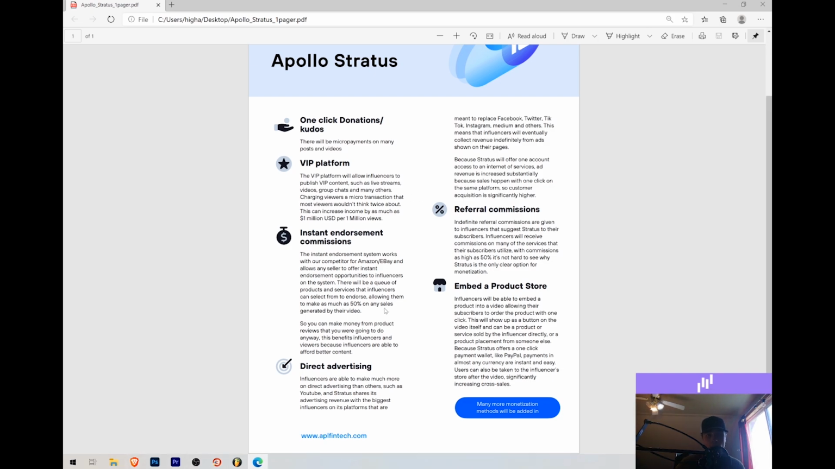There will be a queue of products and services that the influencers can select from to endorse, allowing them to make up to 50% on any sales generated by their video. So that means there are automatic products and services queues available for you as an influencer to choose from to endorse in your videos, kind of like a platform or an area for you to go ahead and find different products and services to endorse very easily.